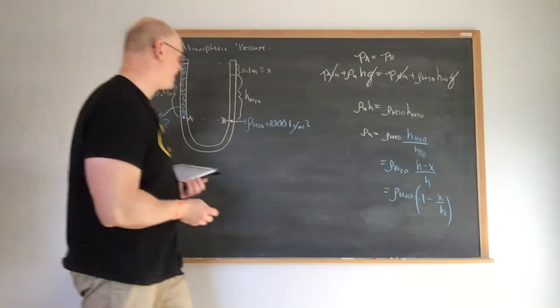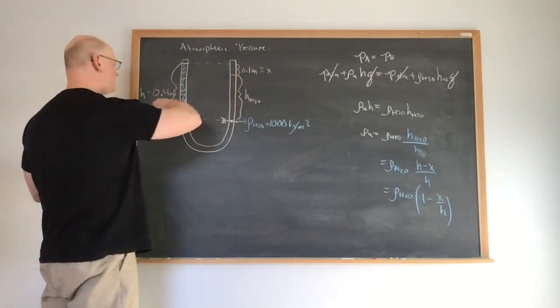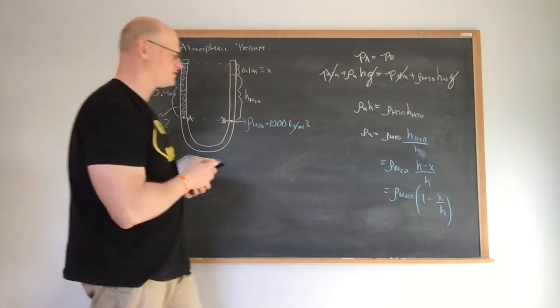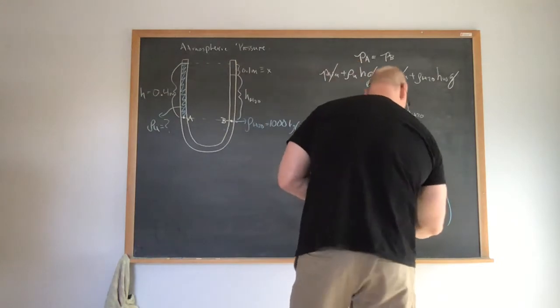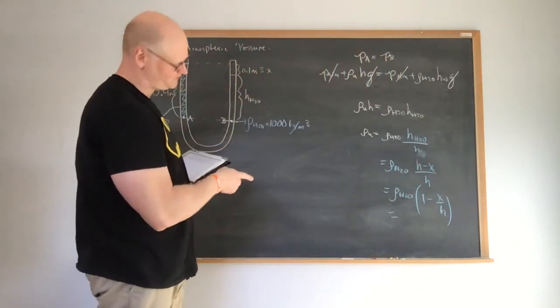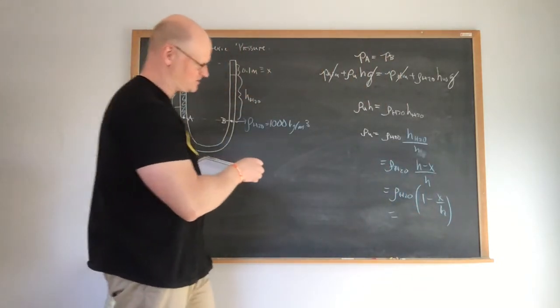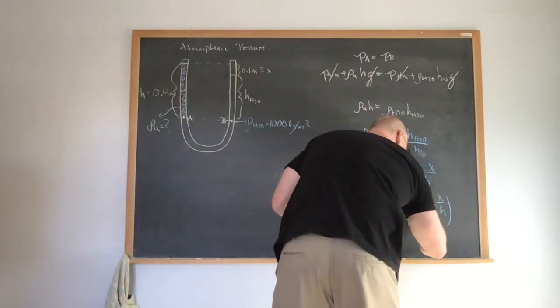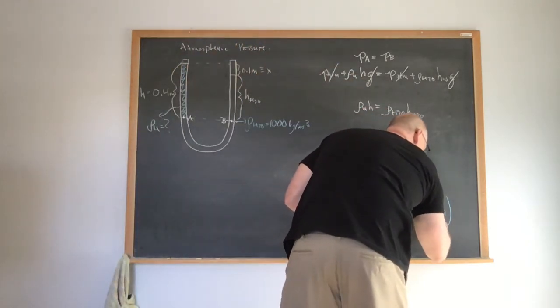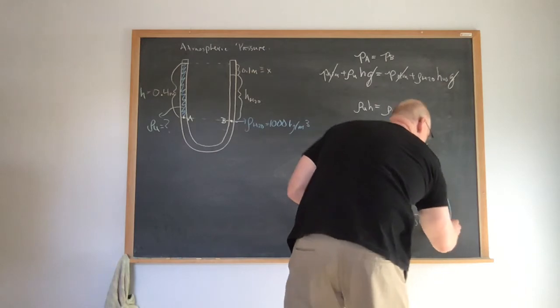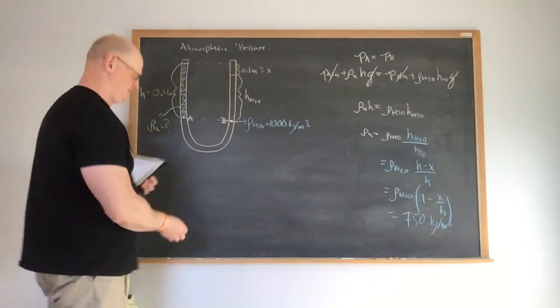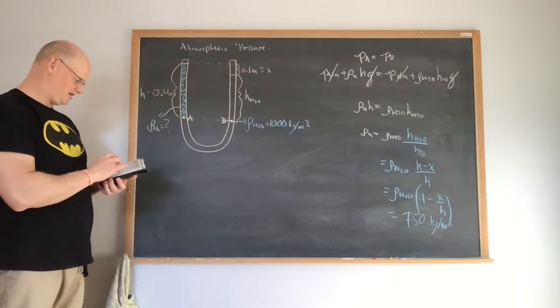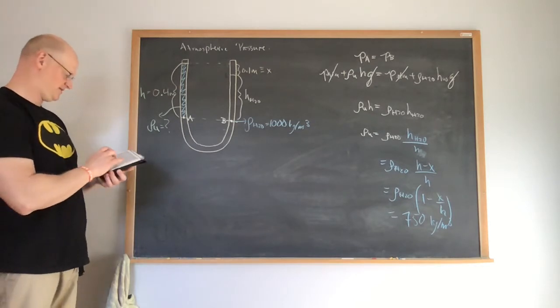So in this case, you're going to have 1 minus x, which is 0.1, divided by 0.4, so that's a quarter. So multiply through. So this is then 1 minus a quarter, which is 3/4, times 1,000, which is then 750 kilograms per meter cubed. So this is our example of pressure versus depth.